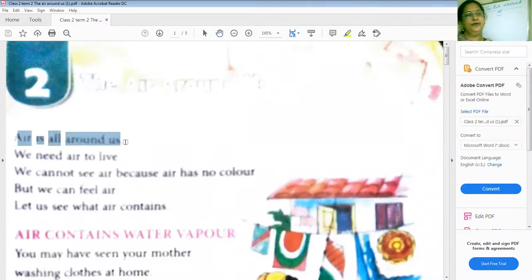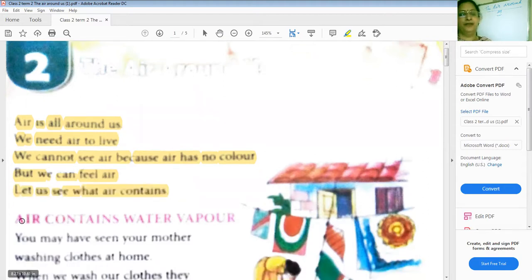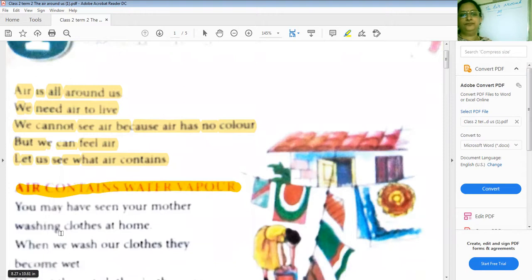Air is all around us. We need air to live. We cannot see air because air has no color. But we can feel air. Let us see what air contains. You have to repeat. Read after me. Air contains water vapor. What does air contain? Water vapor.